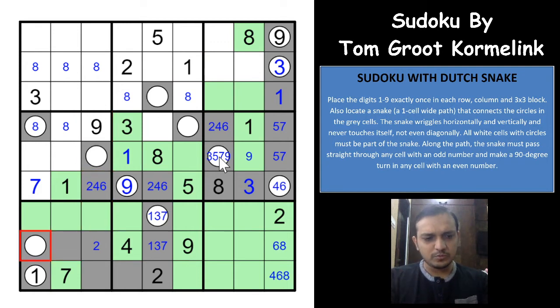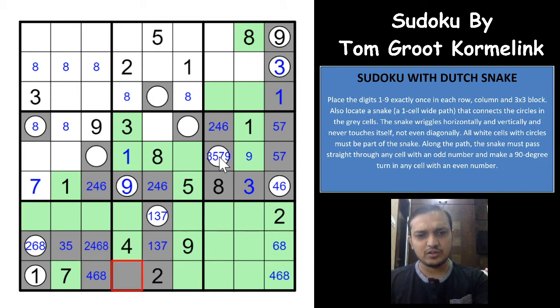So this cell would have to be 2, 6 and 8. This would have to be 3 and 5. Again this is a turn, right? These both are turns, so this would have to be 4, 6, 8, and this would have to be 2, 4, 6, 8. This is again a straight path, so this would have to be 5 and 7. 9, 1, 3 is there, 7 is there, so this only can be a 5 here.